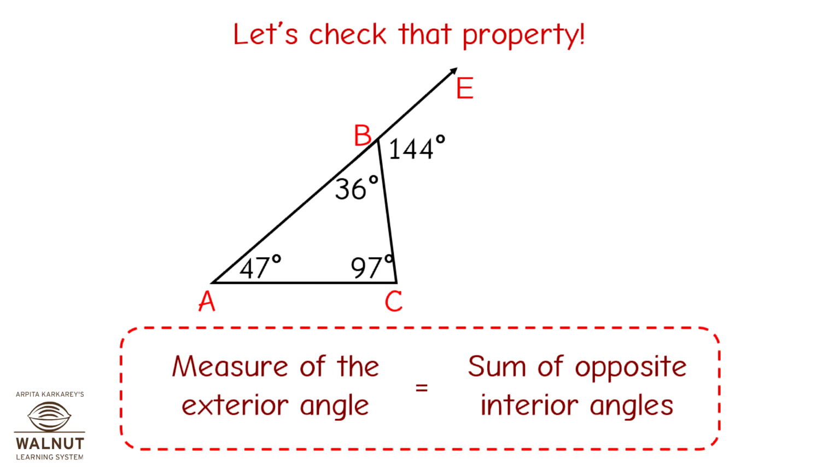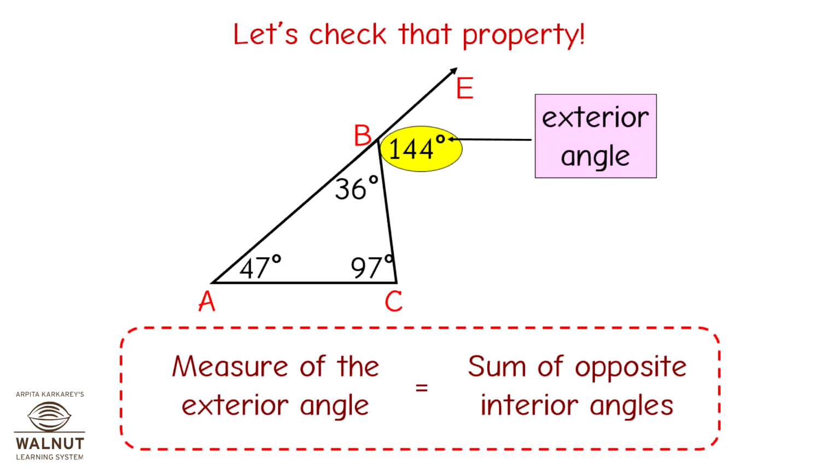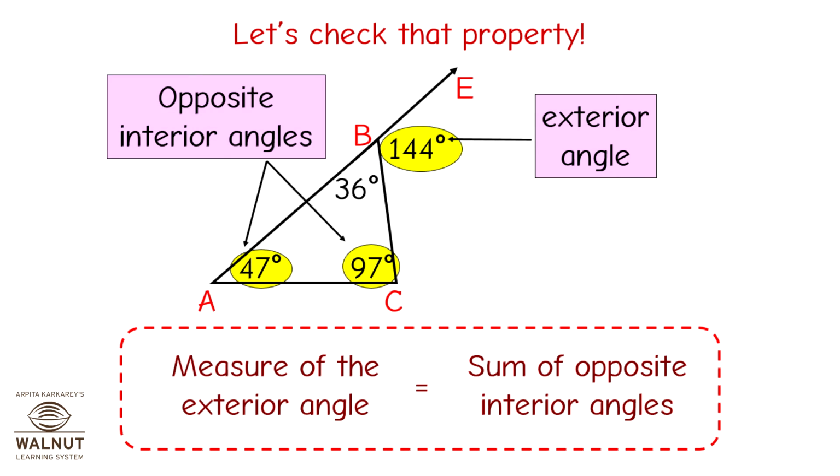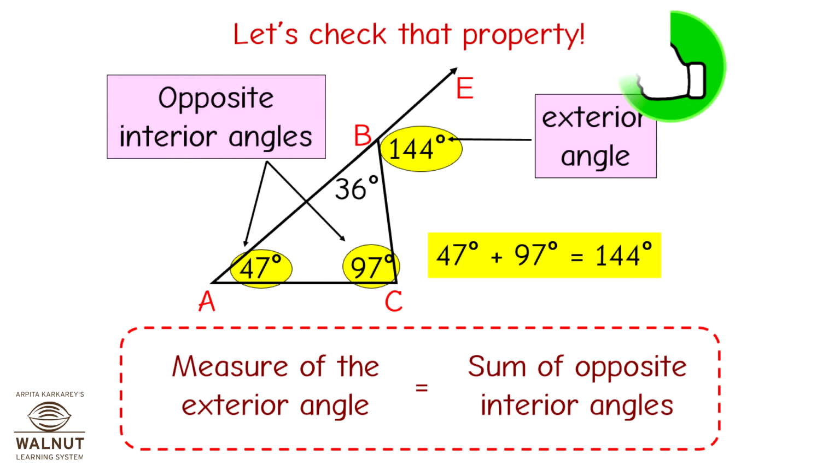Let's check that property. Exterior angle, opposite interior angles. 47 degrees plus 97 degrees is equal to 144 degrees. Correct.